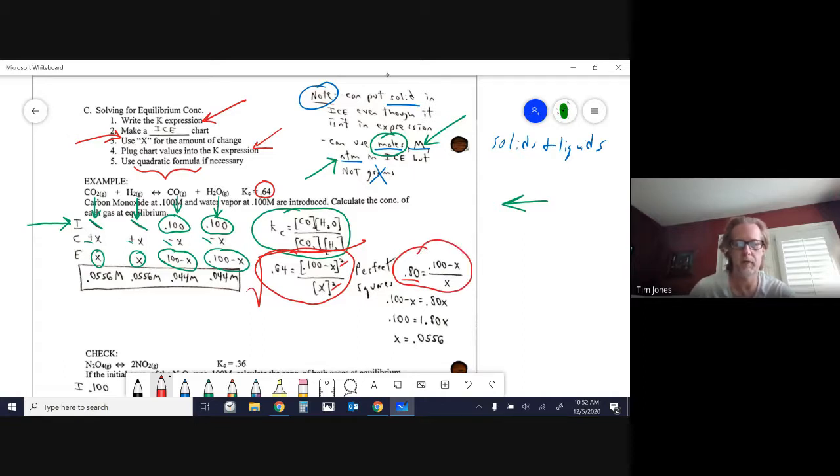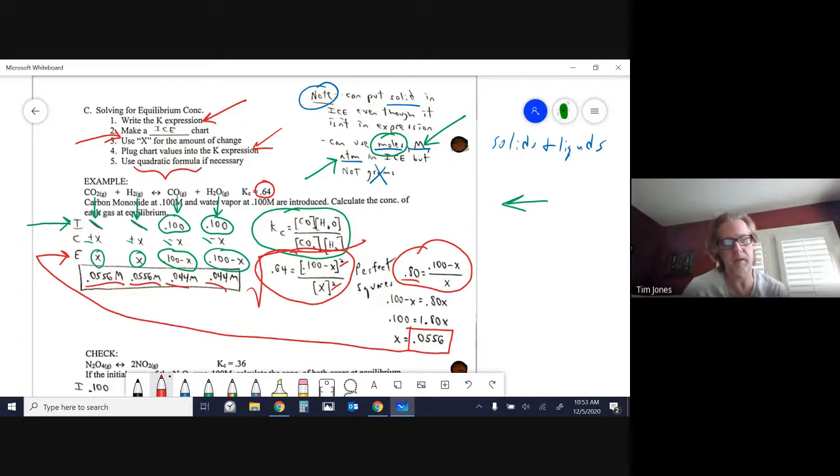I cross multiplied, isolated my X, and finally got an X of 0.0556. You then take this and plug it into your equilibrium row, and that gives me 0.0556 for both reactants, and my products have gone from 0.1 to 0.044. And you can do a little bit of a sanity check. That makes sense. My products went down, my reactants went up, and that's what it had to be.